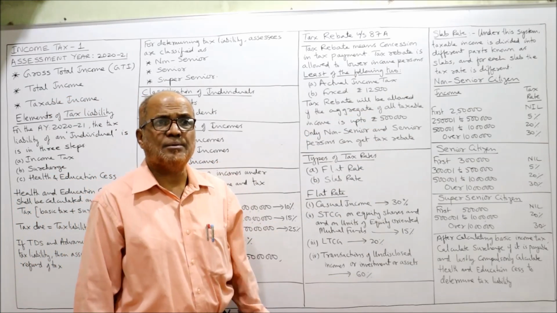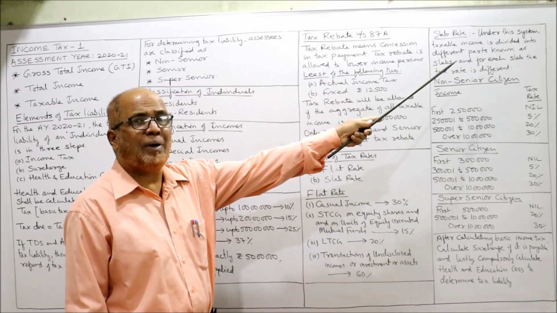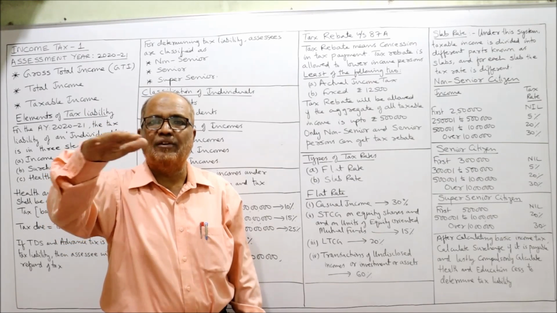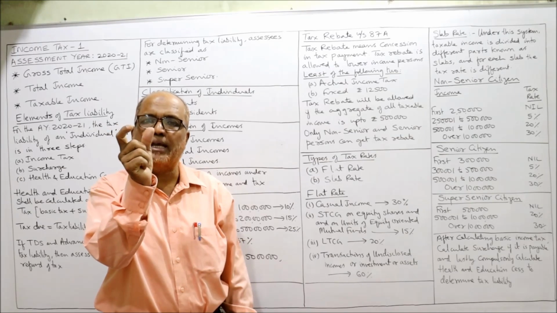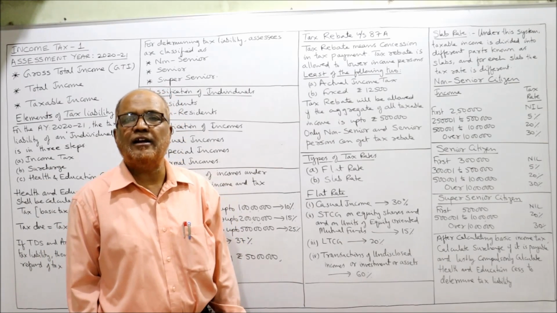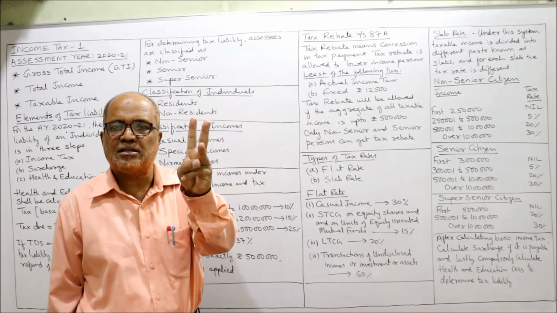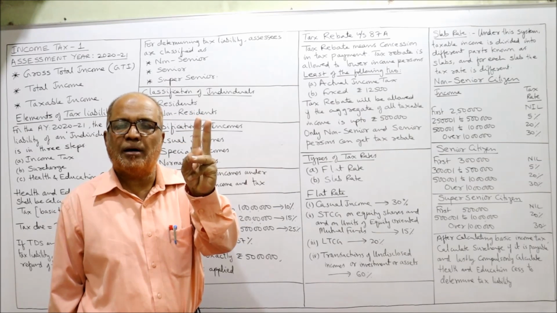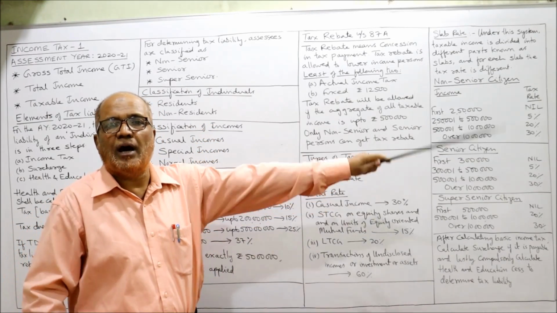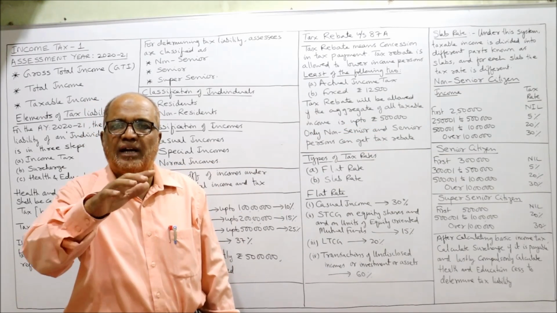Now, the slab system. The next system is the slab system. Under this system, taxable income is divided into different parts known as slabs. The total income of the assessee will be divided into different parts. Each part is called a slab, and each slab will have a different rate of tax. Just now I told you three types of income: casual income, special income, and normal income. What is normal income? Any income which is neither casual income nor special income. So on normal income, we apply the slab system. On the total normal income, we divide it into parts.